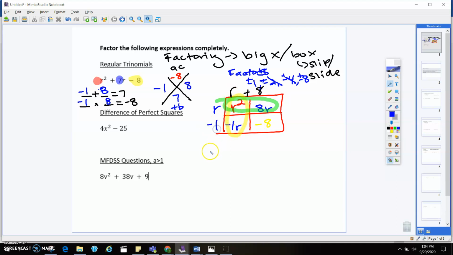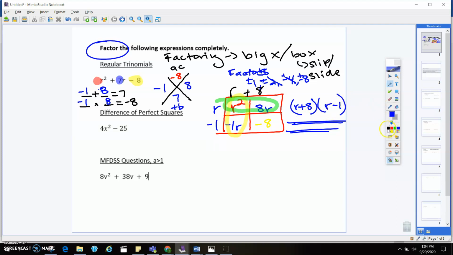Well, -1. Let's make sure it works for this box. -1 times 8 gives me -8. So I would write out my factors, which are on the sides and the top, r plus 8 and r minus 1. Now, this problem only asks me to factor, so I would leave this in factored form right here. If it said solve, that's when we would actually set it equal to 0 and solve.